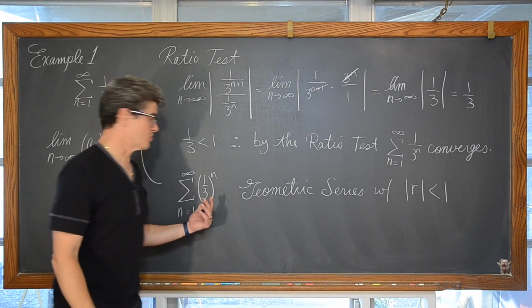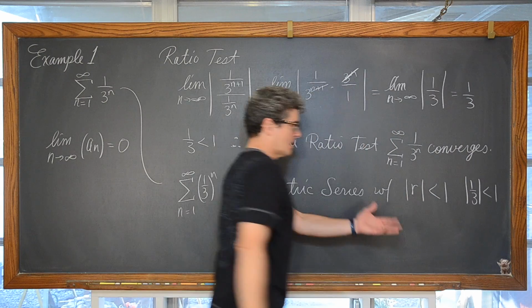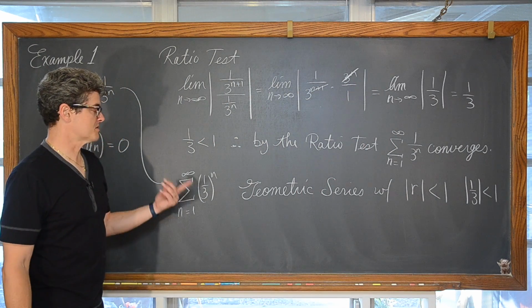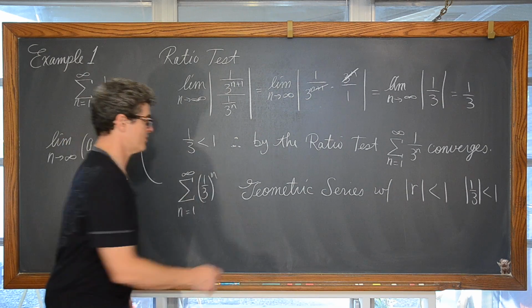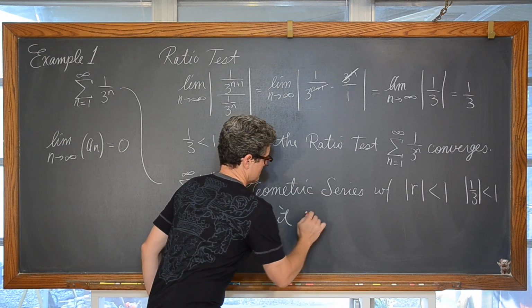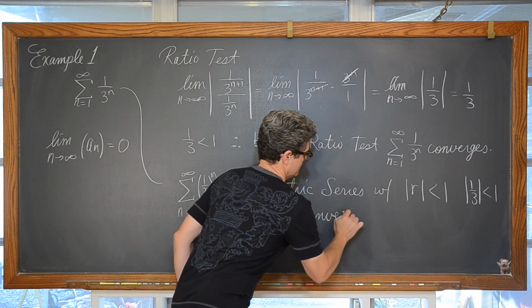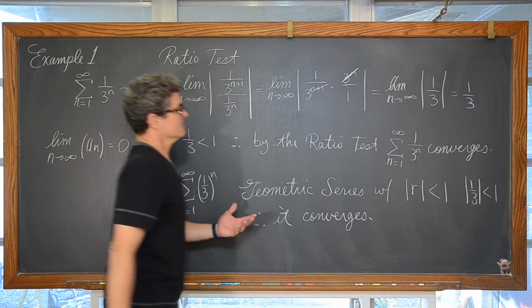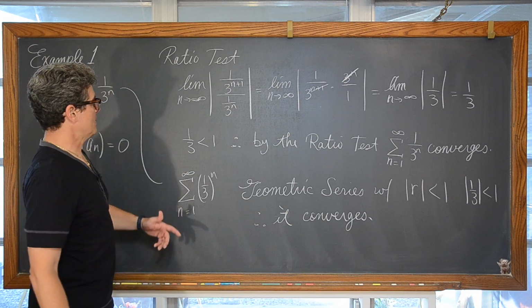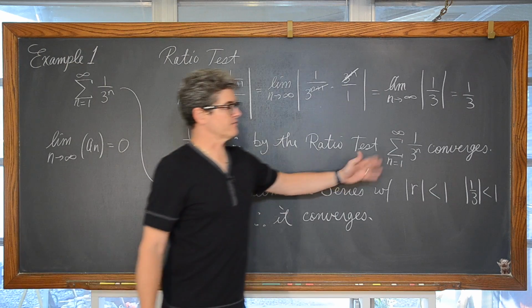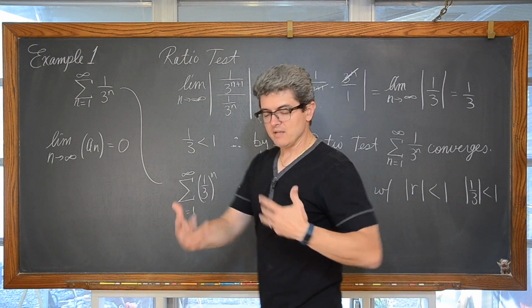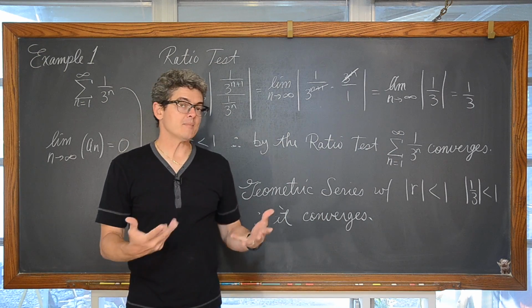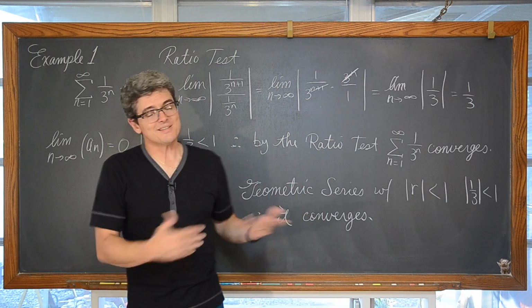Our r value is 1/3, and that is less than 1. So we have a geometric series with an r value that's less than 1, therefore it converges. Or we can do it with the ratio test. Now, with the ratio test, you can actually say it converges absolutely, because this is a test that will determine absolute convergence. So that is the end of our first example.